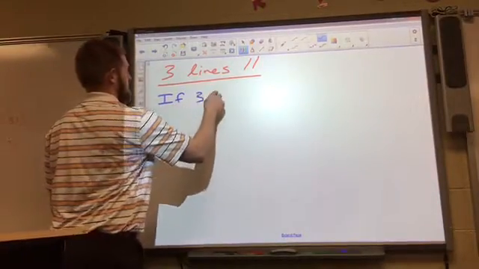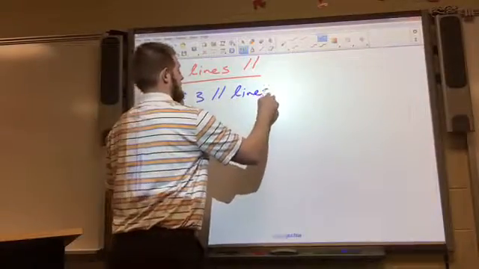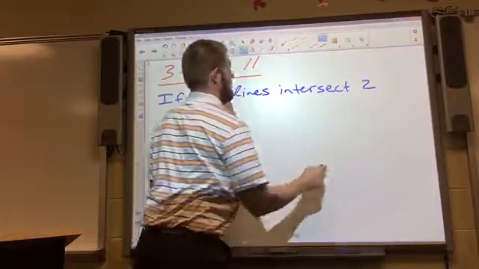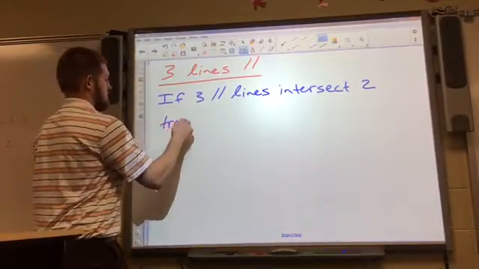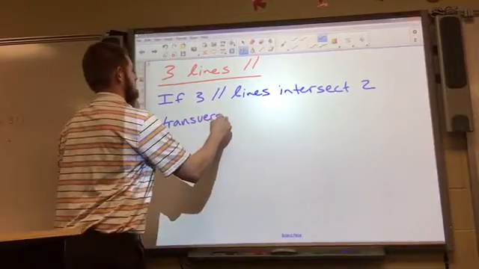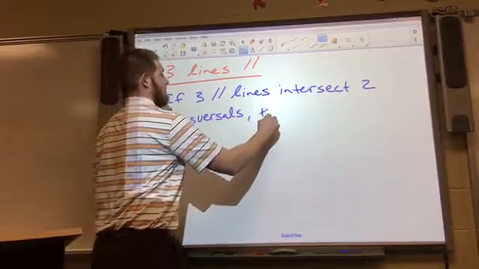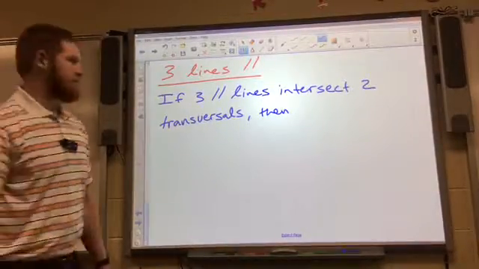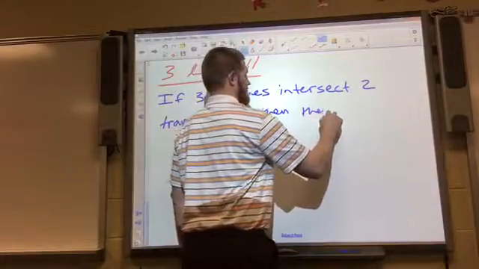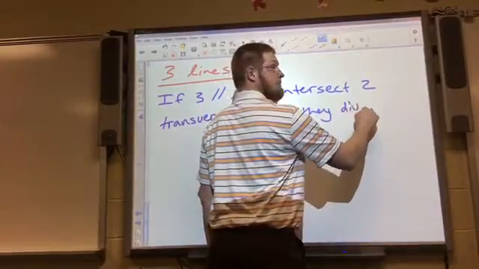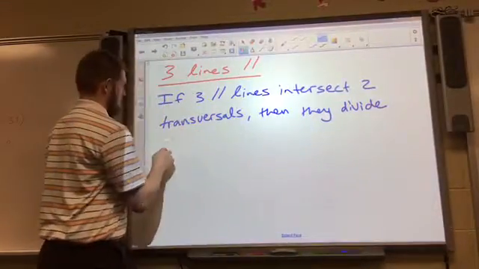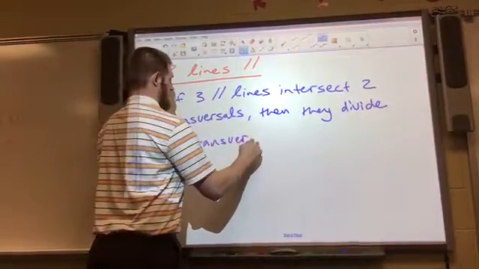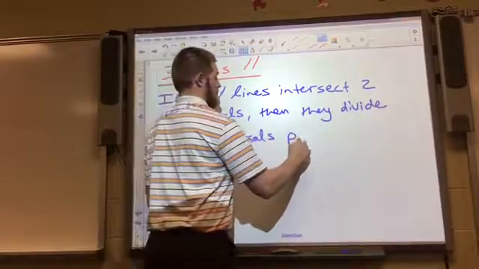If 3 parallel lines intersect 2 transversals, then they divide the transversals proportionally.